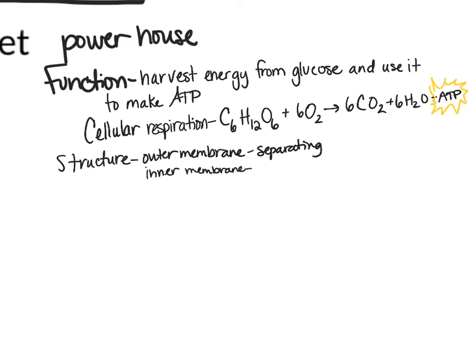And the inner membrane has lots and lots of folds, which gives it a high amount of surface area. These folds are called cristae. The reason that this has a high amount of surface area is because what is found on this inner membrane are proteins that are needed to make ATP.